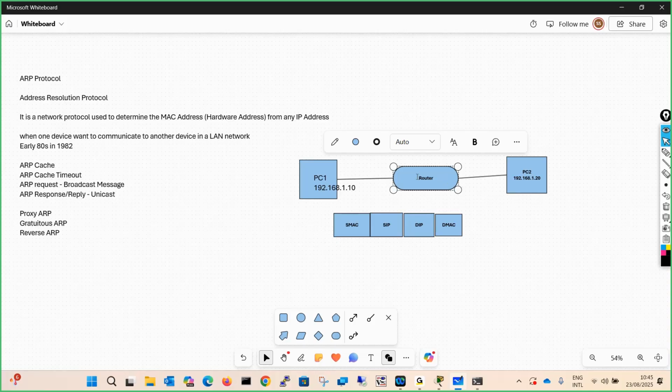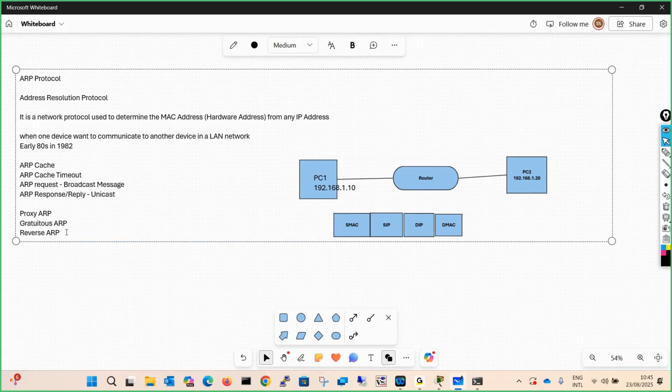So there is something by which this router will act as a proxy to learn the MAC address. How it will happen, we will learn in the coming time, and we will be doing some practicals about proxy ARP and all. So this is something called proxy ARP. Then what is gratuitous ARP? What is reverse ARP? All these things we will discuss.